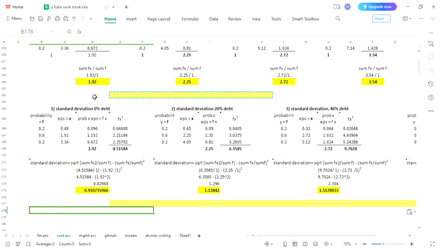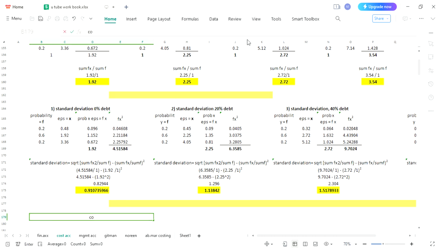So here we are going to calculate. Someone of you can comment what is the formula for coefficient of variation. Coefficient of variation for 0% debt. This is your first part. Again, 4 different CVs, coefficients of variation, would be calculated. Let's zoom it on.